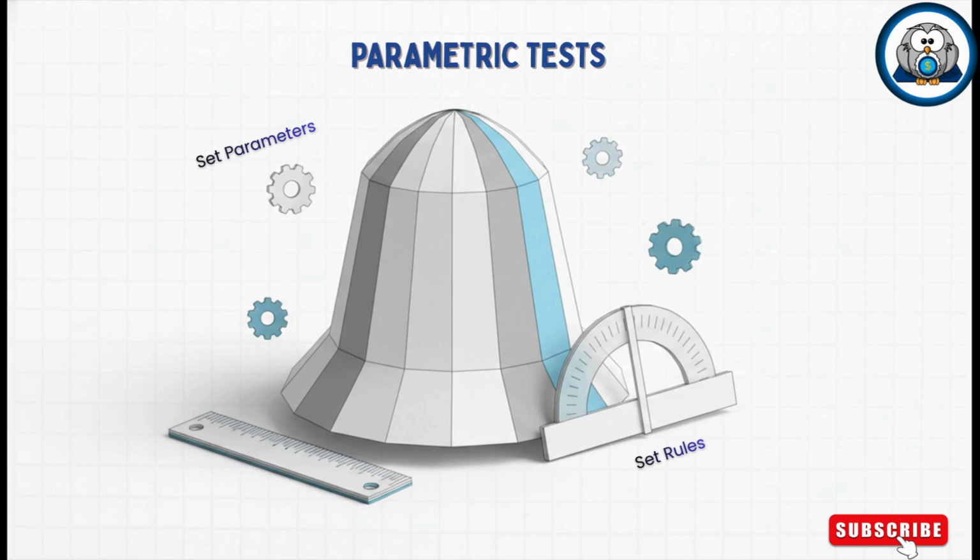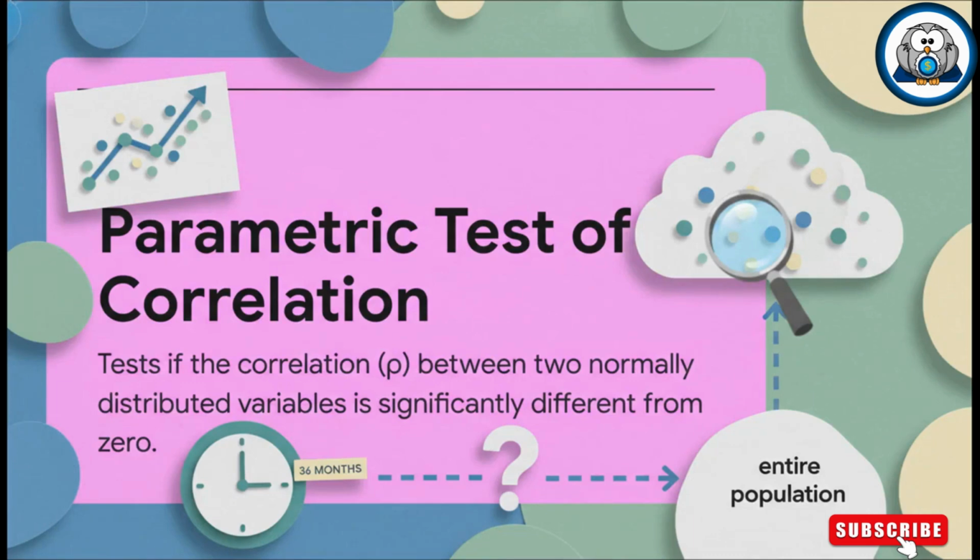Now, parametric sounds complicated, but all it really means is that the test has some ground rules. It assumes your data behaves in a certain way, usually following that classic bell curve you've seen before. These tests are super powerful, but, and this is a big but, they only work if your data is playing by those rules. So what are we trying to accomplish with this test? Well, it helps us figure out if the correlation we're seeing in our small sample, say the last 3 years of returns, is strong enough to mean something for the entire population of returns, past, present, and future. It's about moving from a small observation to a big conclusion.